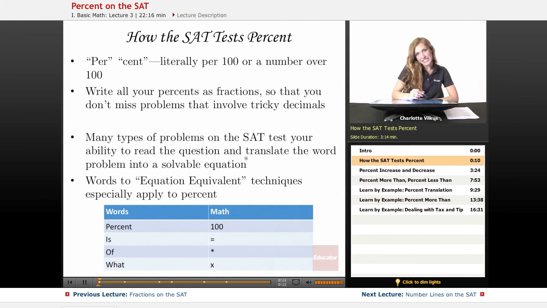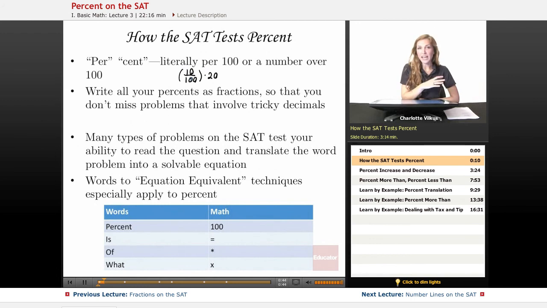The word percent literally means per 100 or a number over 100. So when we're talking about 10% of something, we're talking about 10 over 100 being the ratio that we're looking at if we're looking at the number itself. So 10% of 20 is really 10 over 100 times 20, and that's because 10% is 10 over 100.